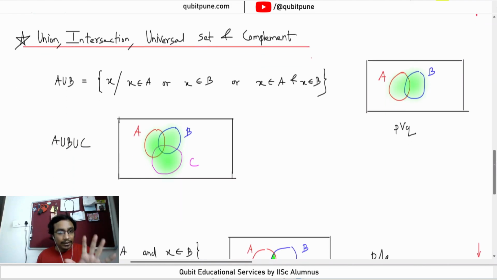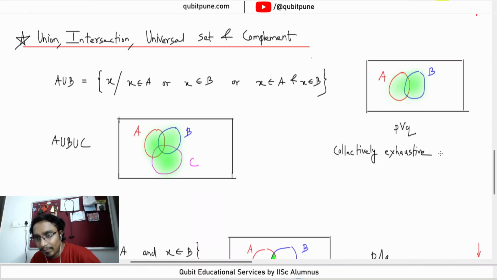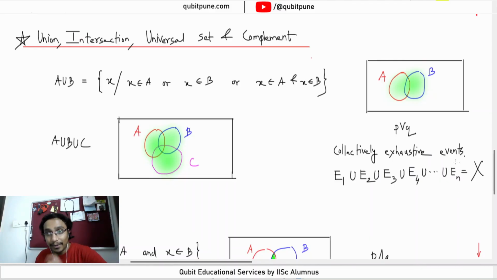Now, apart from set theory, can you recall any other instance where we use this A union B union C? Recall the definition of collectively exhaustive events from probability. Do you remember that? If I have n such events and I take the union of all of them, I will get the universal set or the sample space. So there we actually use this.